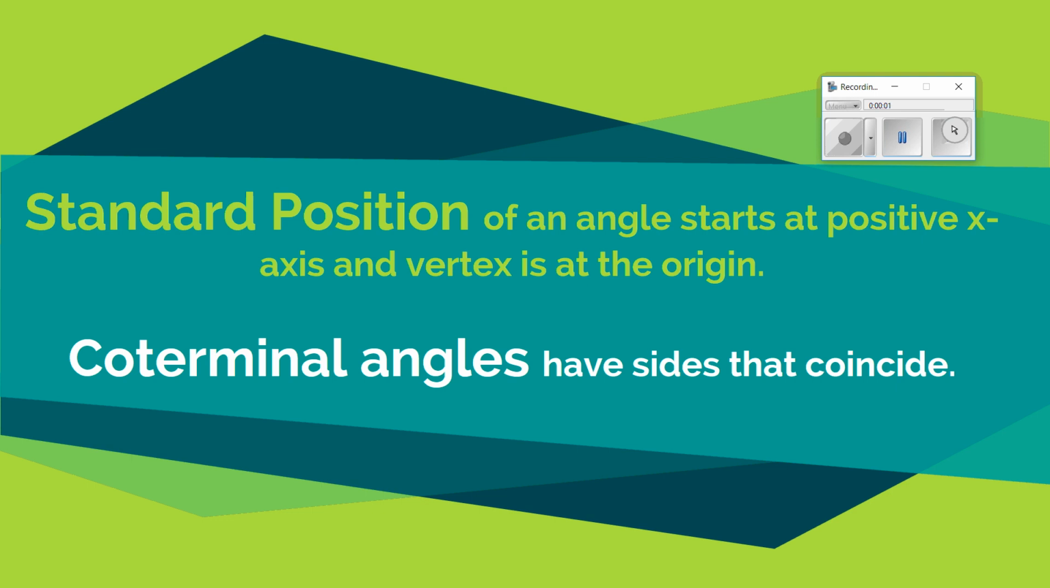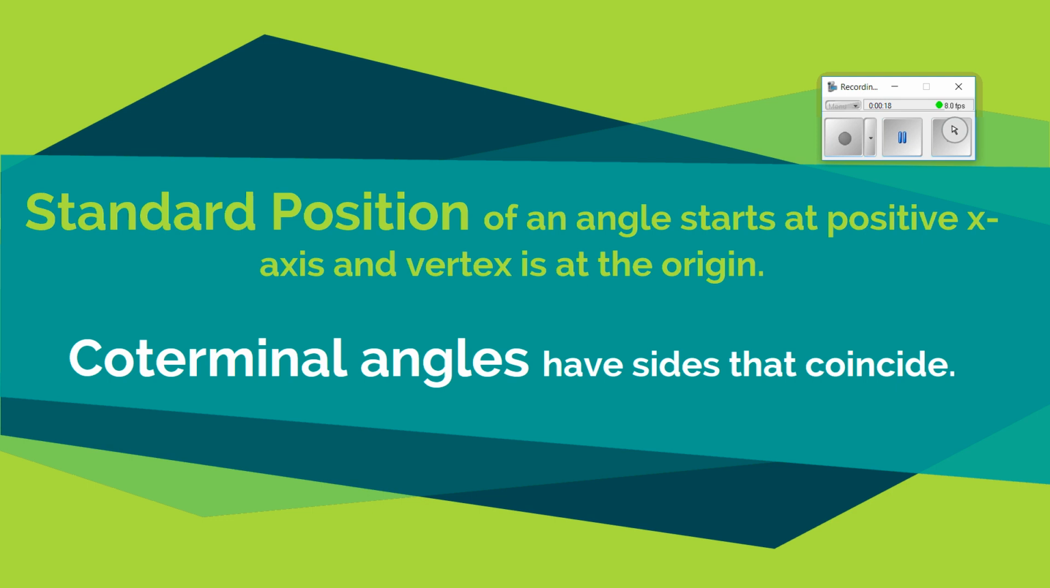So this is going to be Objective 14, Part 2. Yesterday we talked about converting radians to degrees, degrees to radians. Today we are going to talk about coterminal angles. First of all, you need to understand where the angle comes from.